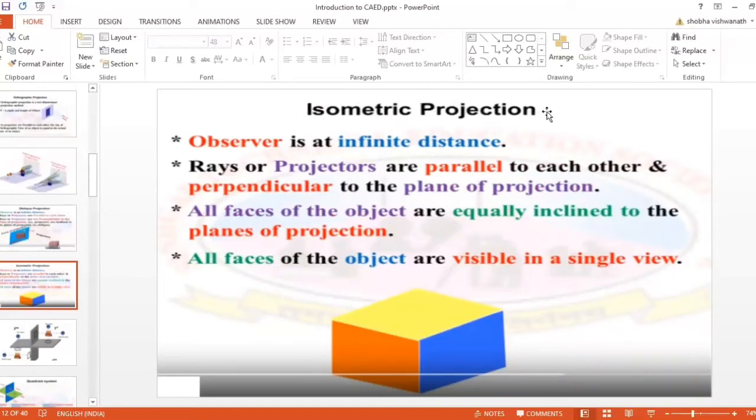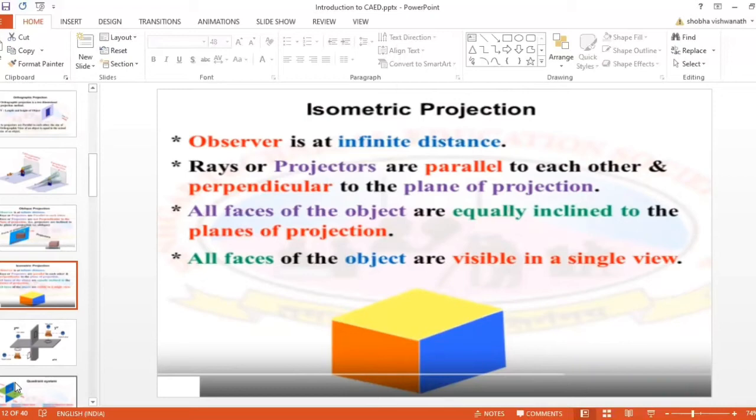Now let us come to the other type of projection system, your isometric projection system. I told you it will be a three-dimensional projection system. Here the observer is at infinite distance, and the rays or projectors are parallel to each other and perpendicular to the plane of projection.